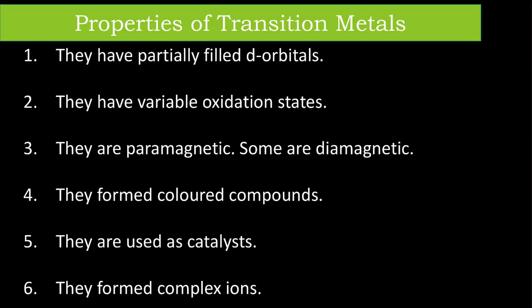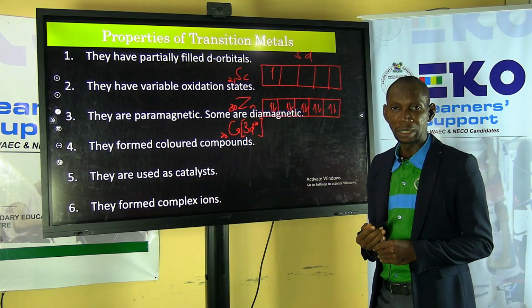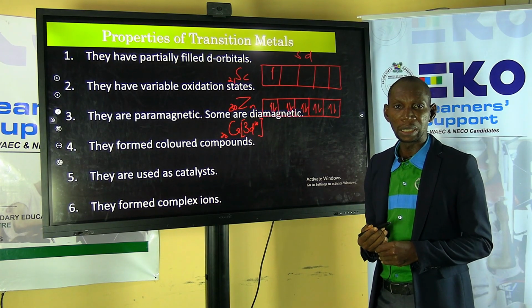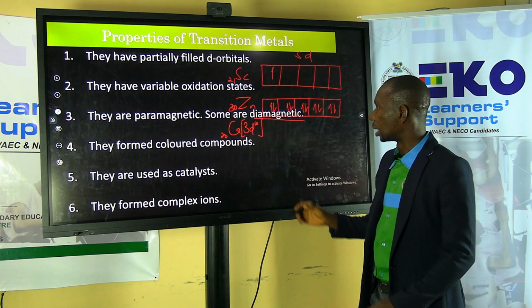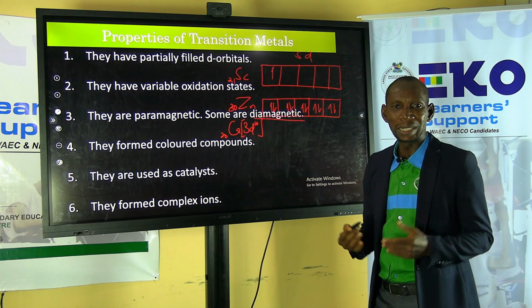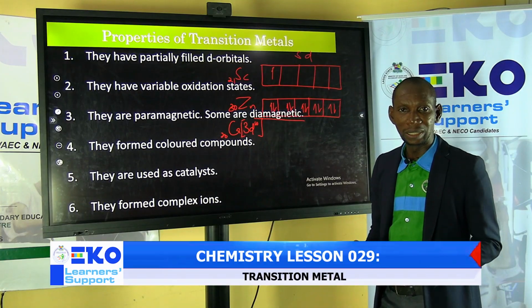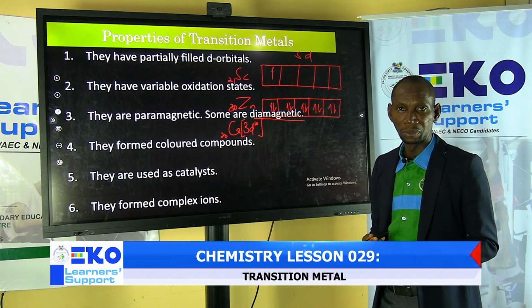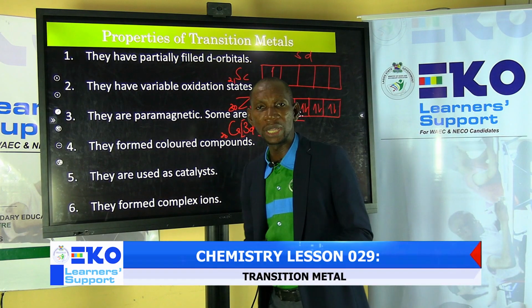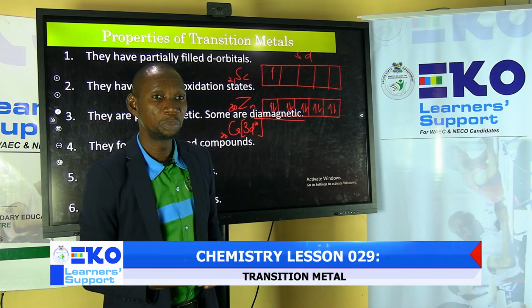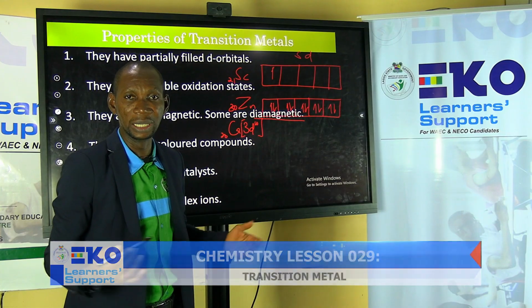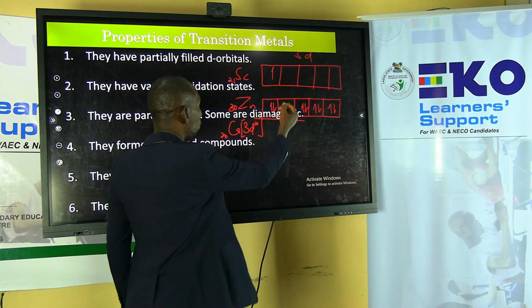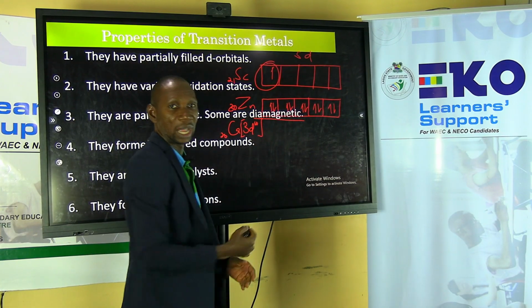They are paramagnetic. Paramagnetic means that they are attracted to magnets. But not all transition metals are paramagnetic. Some are diamagnetic. What is responsible for paramagnetism is the presence of at least one unpaired electron. My dear student, yes, an unpaired electron. What we mean by an unpaired electron is an electron in an orbital that is standing alone, singly, not paired up. For example, what you have in scandium here is an unpaired electron.